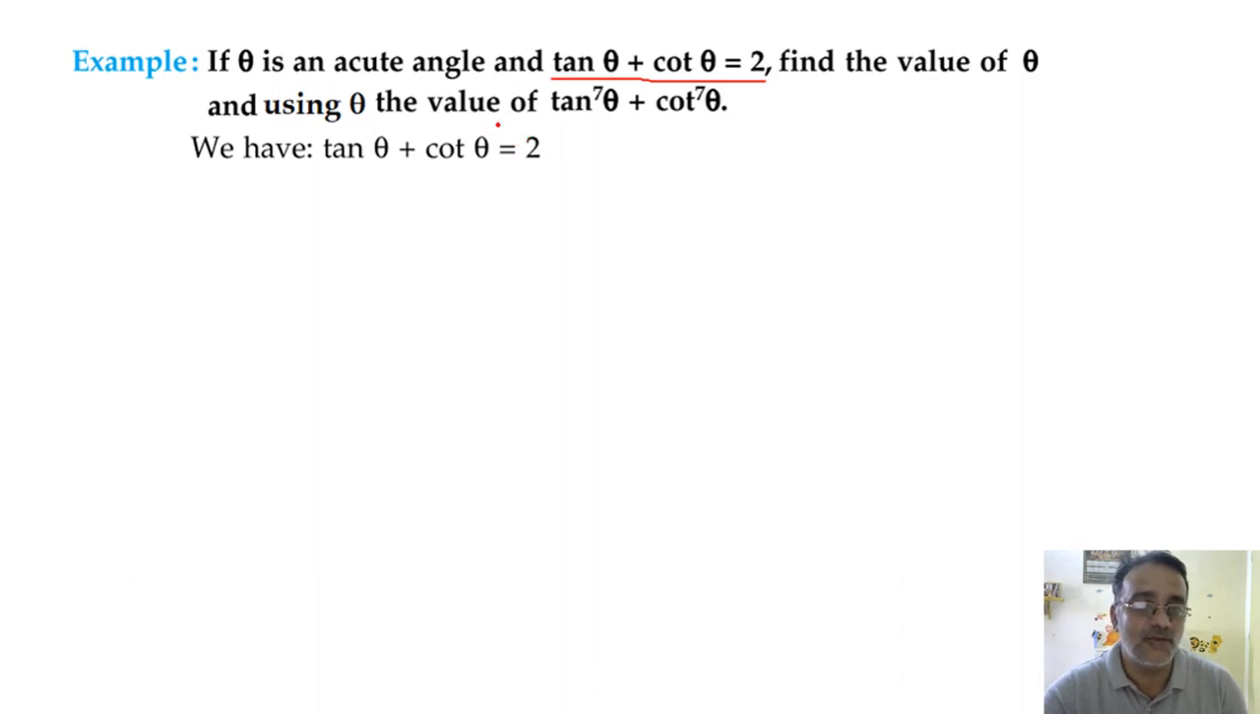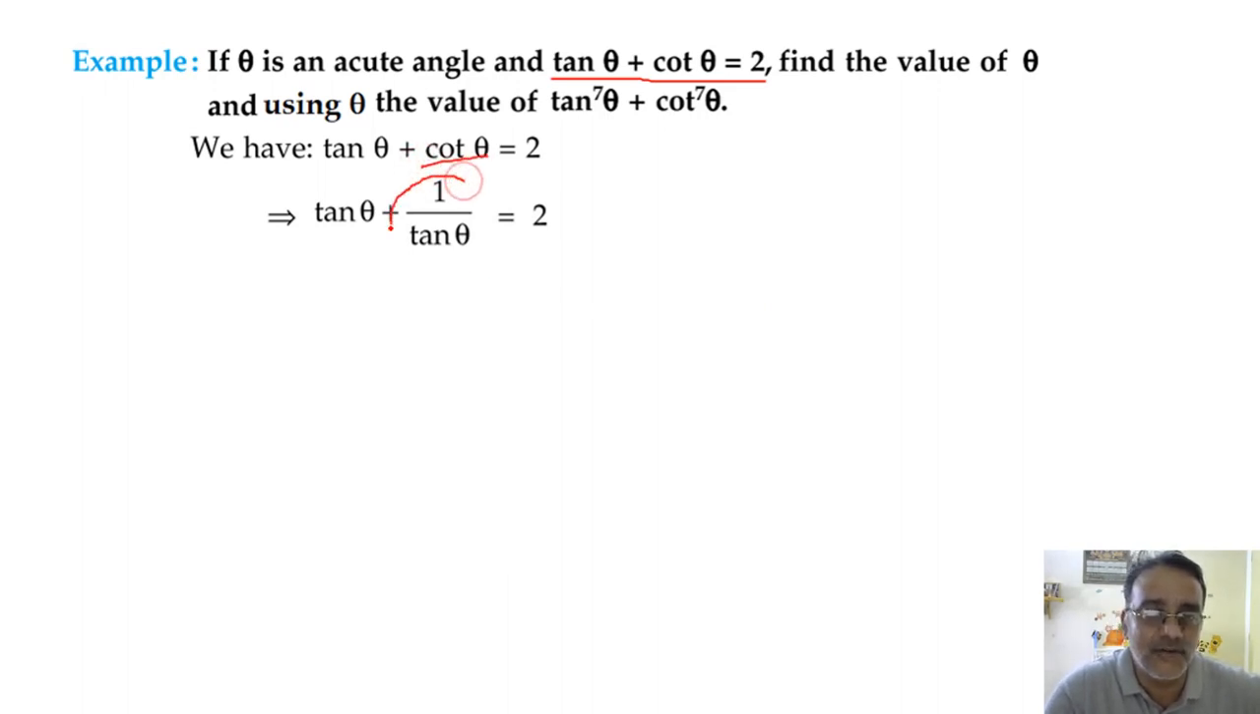You can shift 2 to this side. It will become minus 2. So tan theta plus cot theta minus 2 is equals to 0. There are two methods. And the third method is, convert cot to tan. This is the easy method. Convert cot to tan form. So 1 upon tan. Now take LCM.